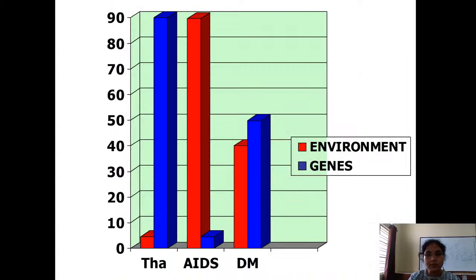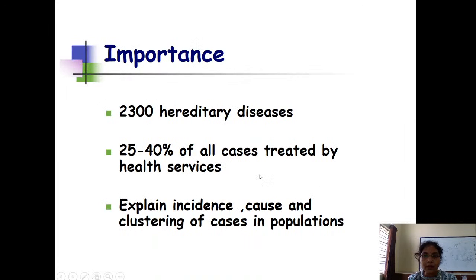Now, if we take diseases like thalassemia, AIDS, and diabetes mellitus, in this chart we have thalassemia, which is mostly due to genes. In AIDS it is mostly due to the environment surrounding us, and diabetes mellitus is almost due to both, the environment and the genes. So 2300 hereditary diseases are known. Then 25 to 40% of all cases treated by health services, and they explain incidence, cause, and clustering of cases in populations.